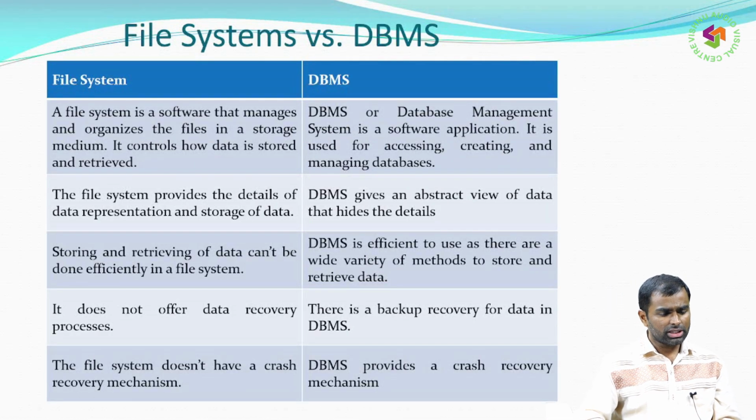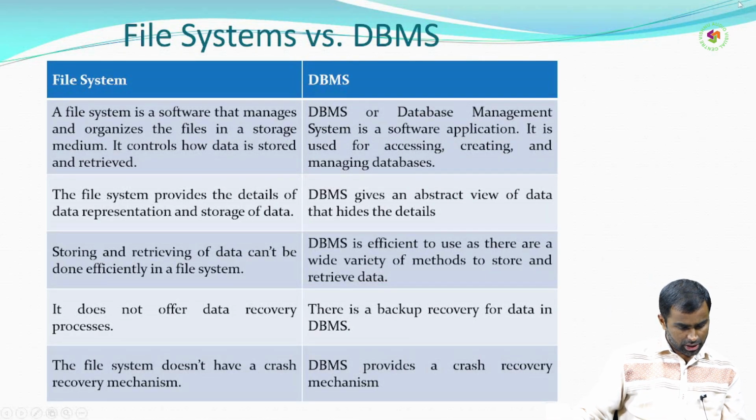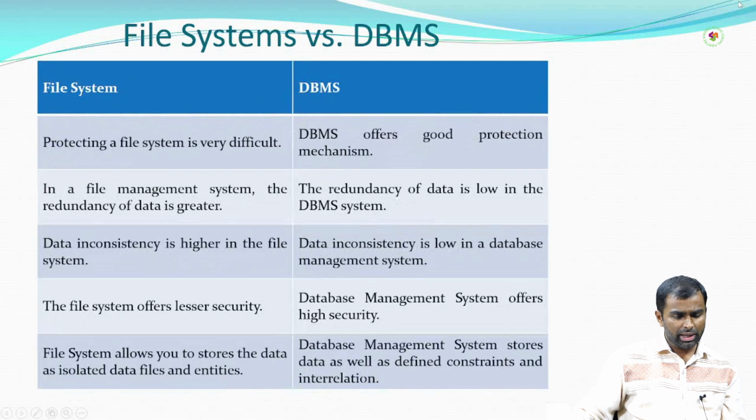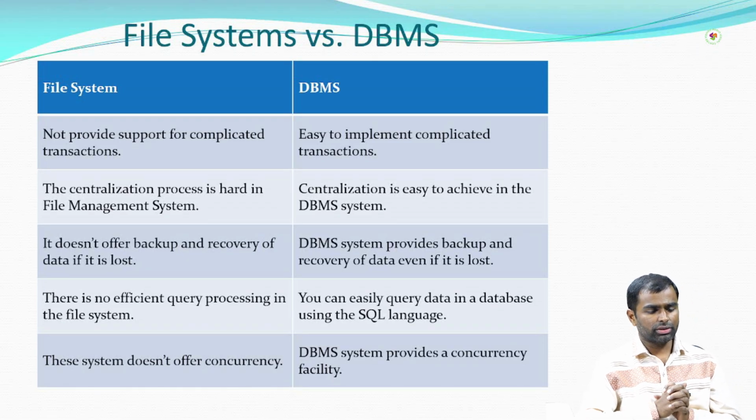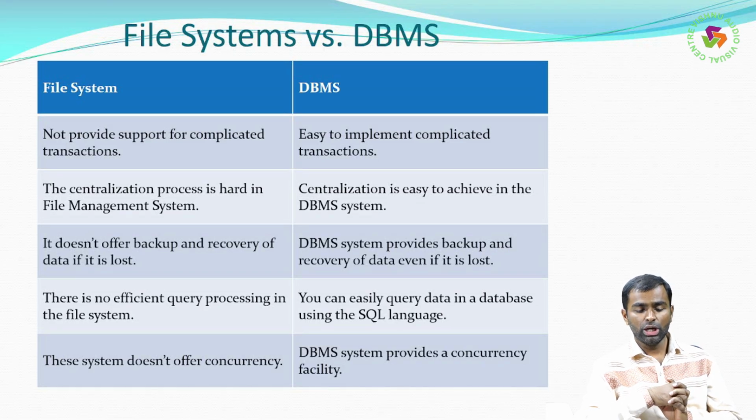Next, a file system is software that manages and organizes the storage medium. It controls the data, which we discussed already. It does not provide support for complicated transactions. So we cannot expect support for complicated transactions in file systems, whereas it is easy to implement complicated transactions in DBMS. Complicated transactions means bank transactions.